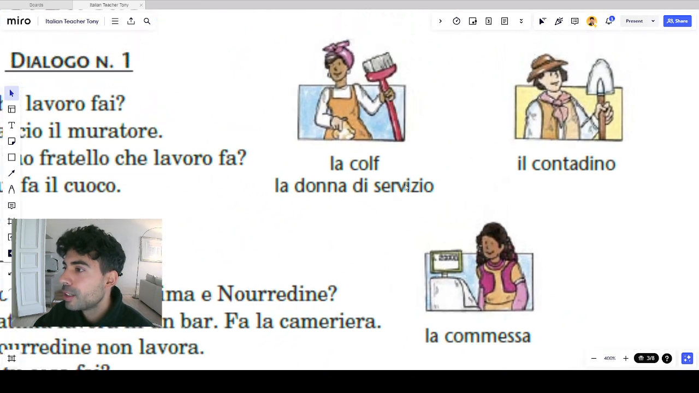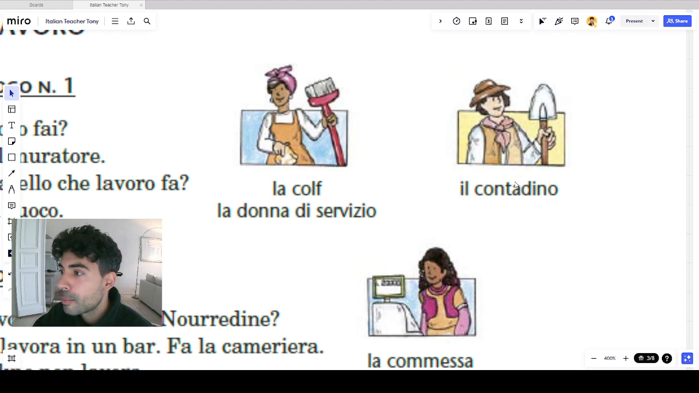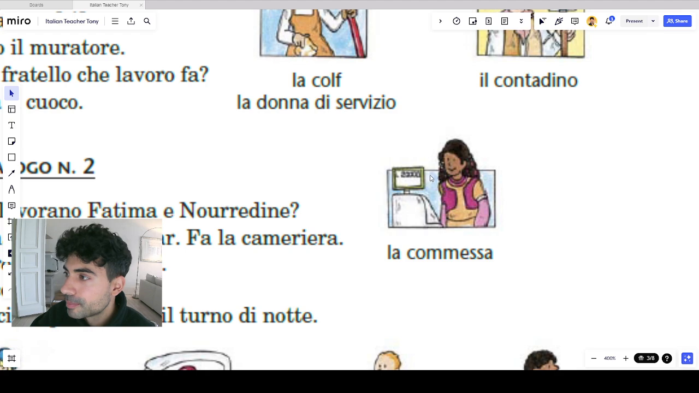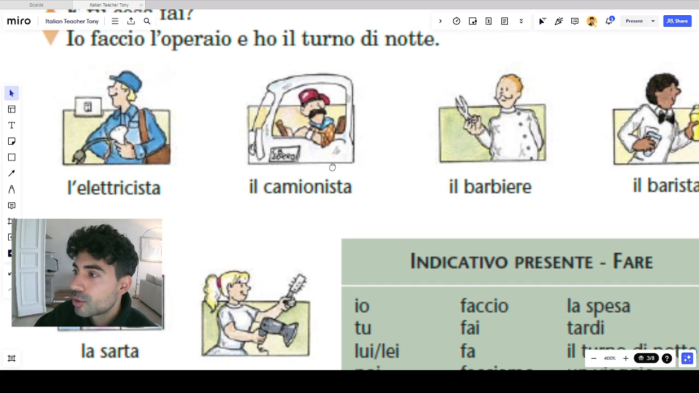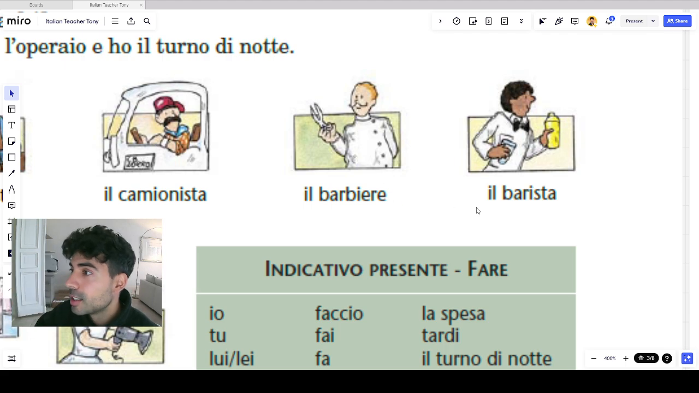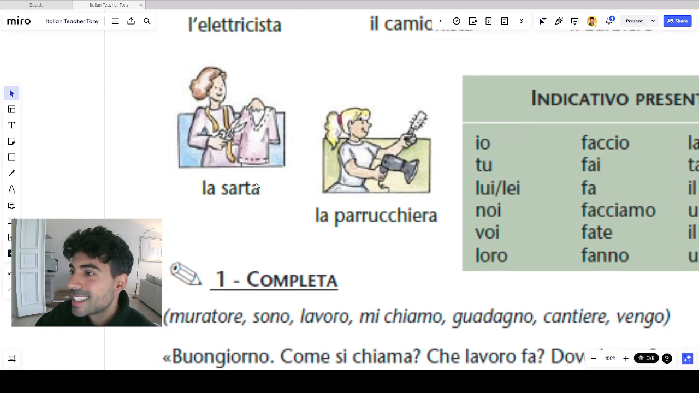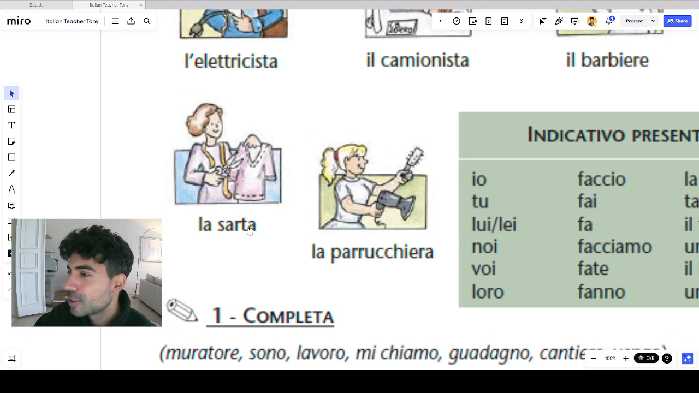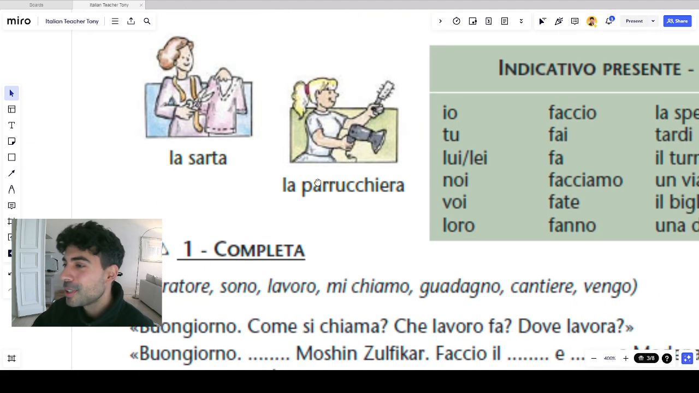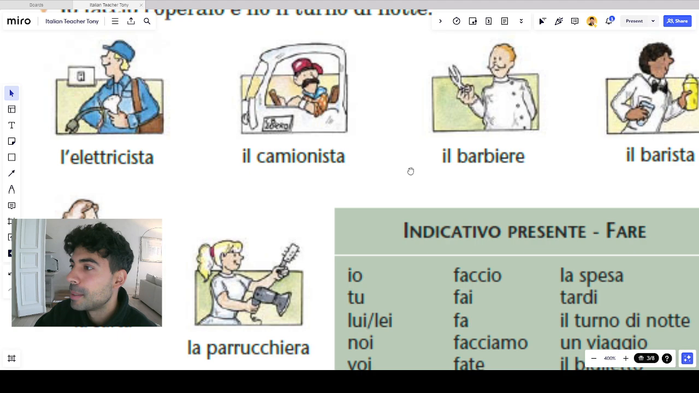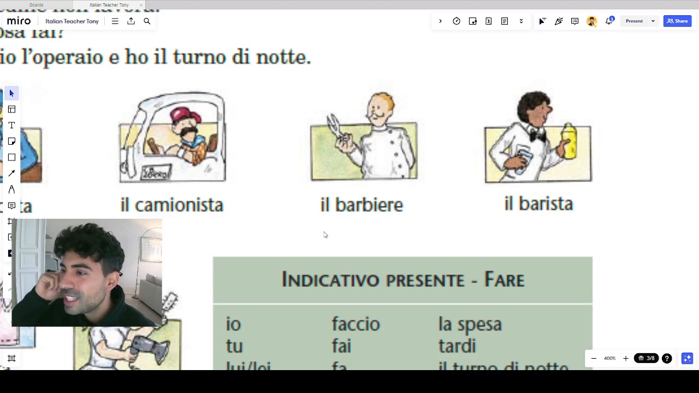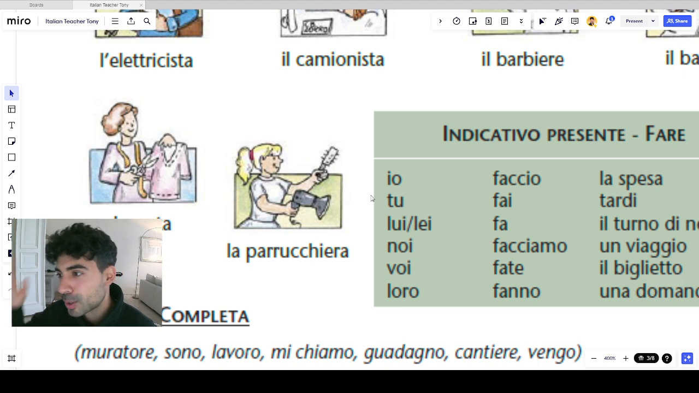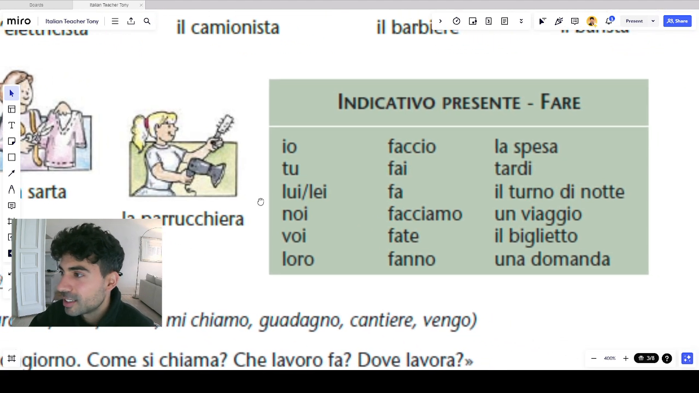Now here I have some vocabulary for you. Il contadino is the farmer. La commessa is the retail worker. Then we have l'elettricista, electrician. Camionista, truck driver. Barbiere, hairdresser. Barista, it's barista. Sarta, person working with clothes. I don't know the English translation, but you can see from the picture. Parrucchiera is the hairdresser. The main difference between barbiere and parrucchiera is that barbiere used to do also beard, and parrucchiere is mainly focused on hair. But today, both barbiere and parrucchiere mean hairdresser.